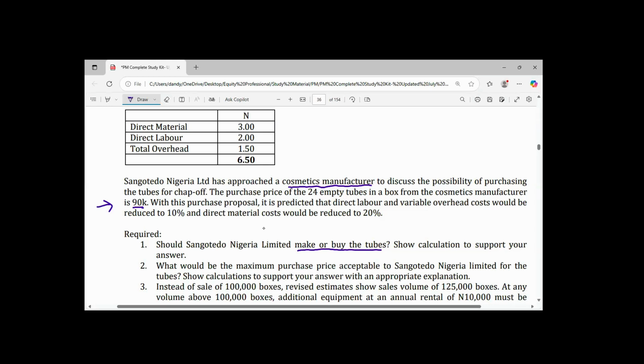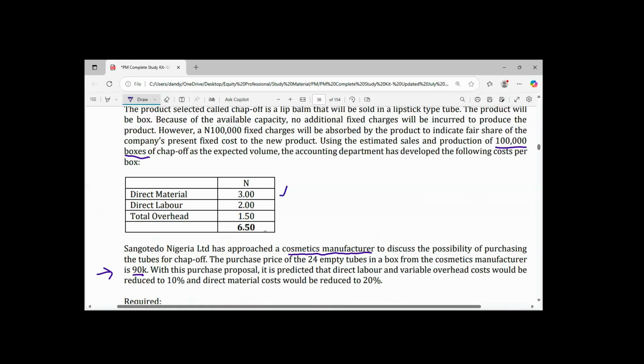What is the relevant cost of making the tube for the entire 100,000 boxes? I will take my direct material. According to the question, the direct material given in this table is 3 naira, direct labor is 2 naira, total overhead is 1 naira 50 kobo. 3 naira alone is more than the supplier's quotation of 90 kobo, and that's why the examiner told you that direct material should be reduced by 20%, to 20%. Therefore, 20% of 3 naira will give me 60 kobo. 10% of 2 naira direct labor will give me 20 kobo.